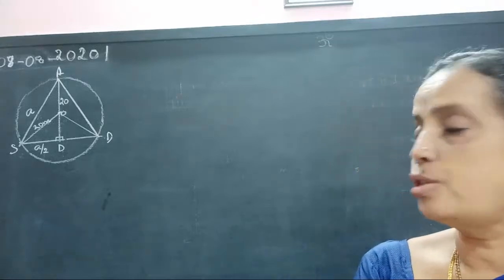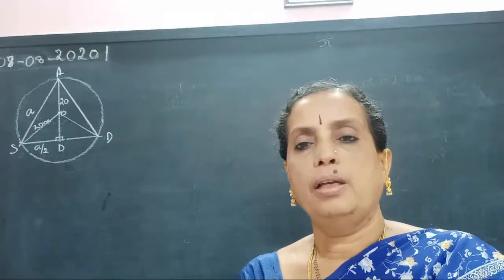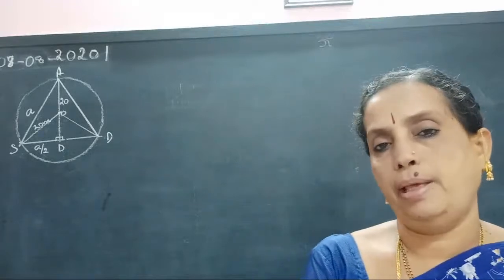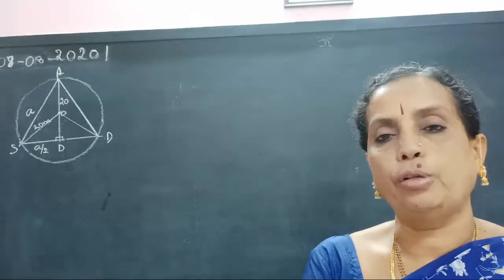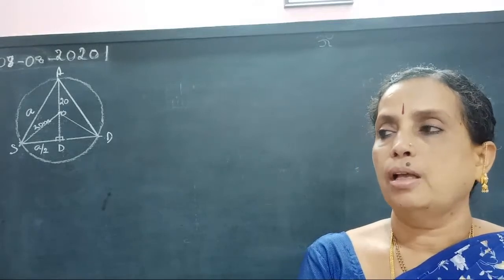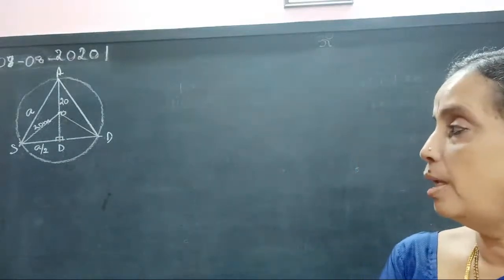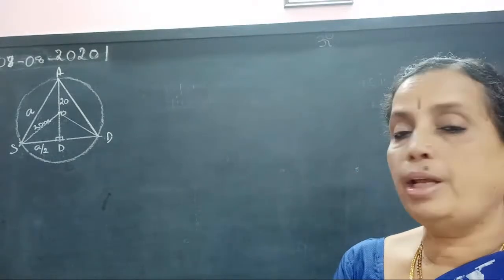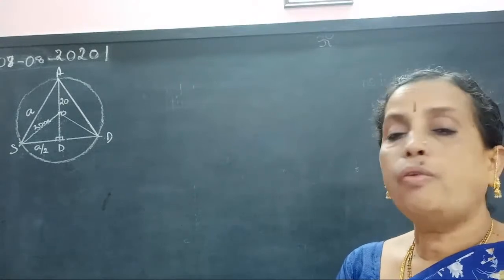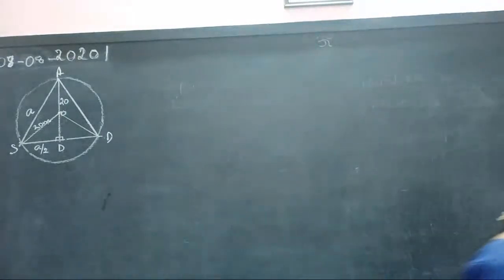AD is the altitude of an equilateral triangle. It has the property that in an equilateral triangle, the altitude bisects the base. All those properties you are going to prove in the chapter congruent triangles. Here just consider the properties only. So when we consider A as the side of an equilateral triangle, then DS will be half of the side of an equilateral triangle. All these are very necessary.